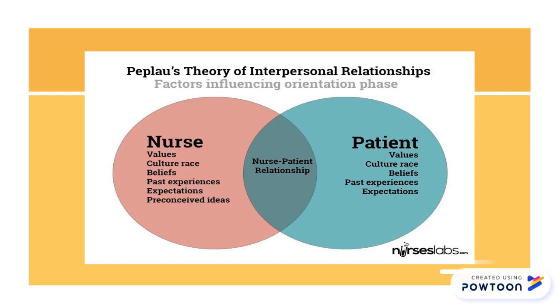Peplau's theory of interpersonal relationships. Factors influencing orientation phase: nurse and patient. Nurse includes values, culture, race, beliefs, past experiences, expectation, and preconceived ideas. Patient includes values, culture, race, beliefs, past experiences, and expectations. These build up nurse-patient relationships.